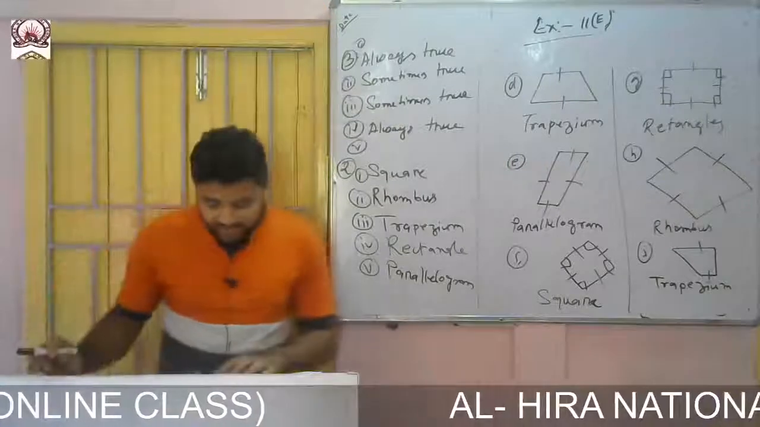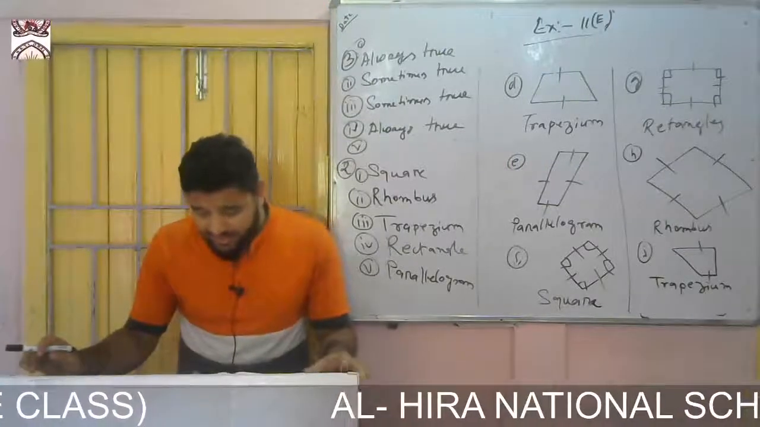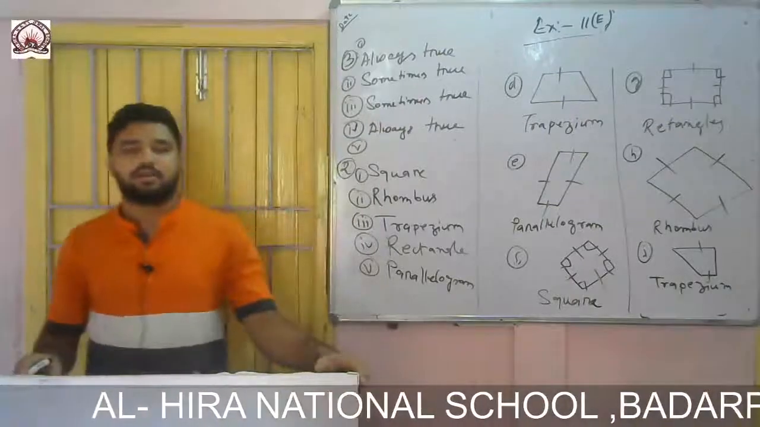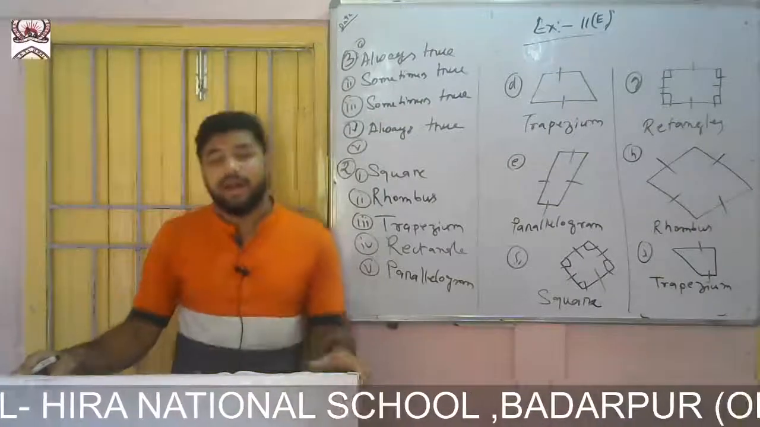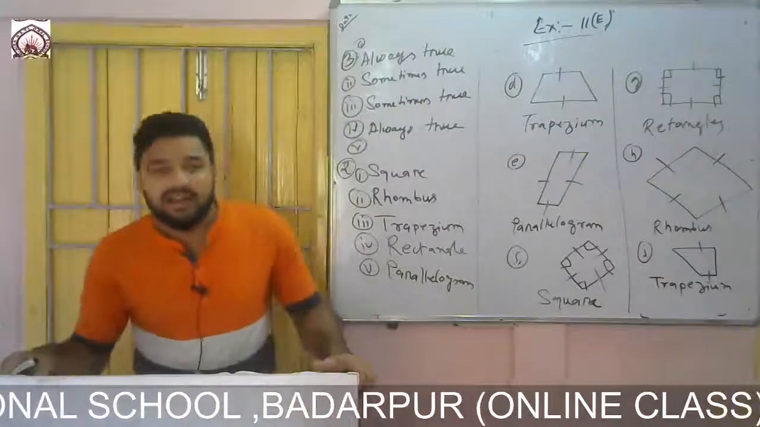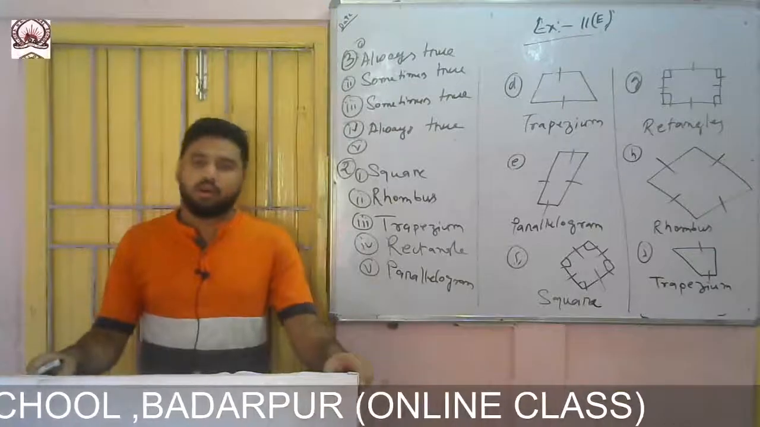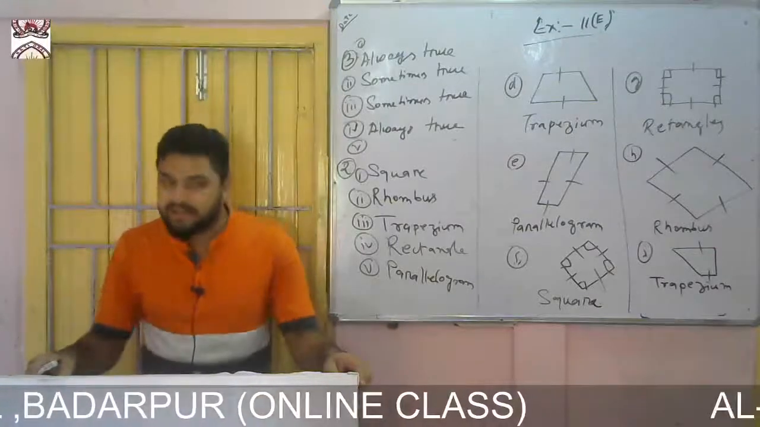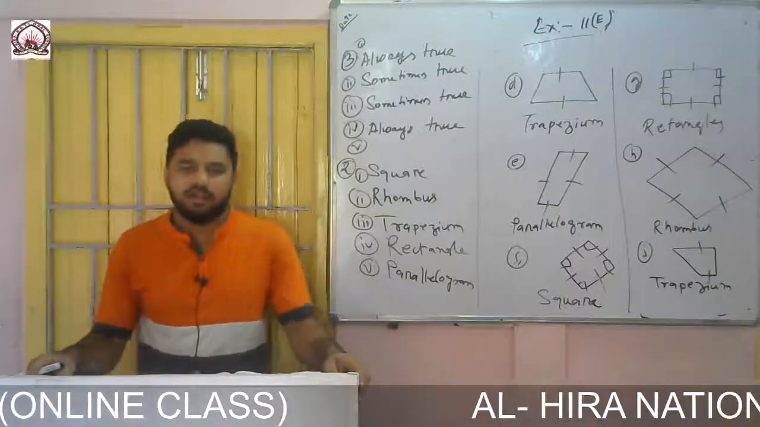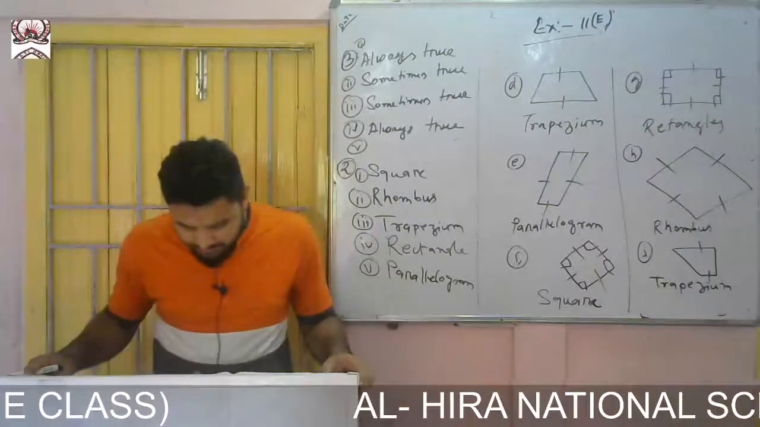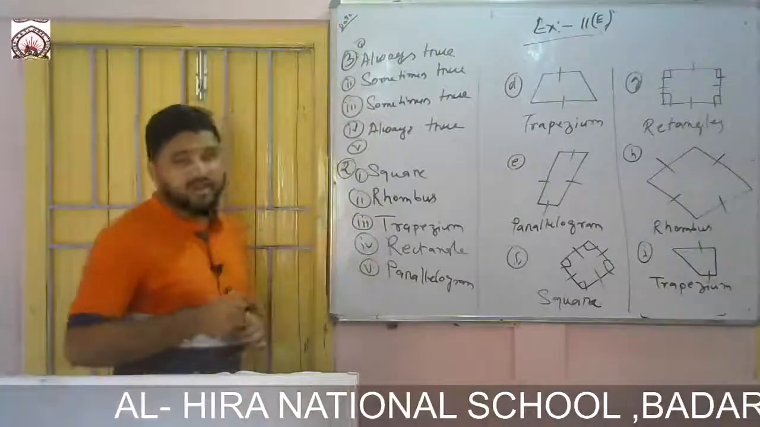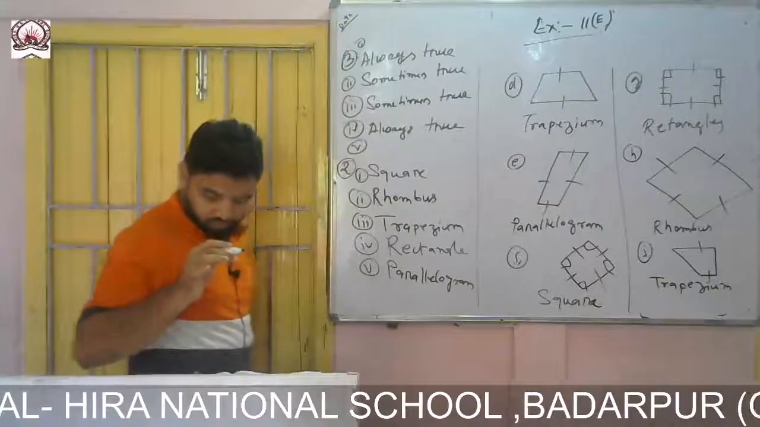Now come to 5. In question number 5, what is there? A rectangle is a square. It is sometimes. Why? Because in a square all the angles are 90 degree, and in a rectangle also all the angles are 90 degree. In a square the opposite sides are parallel, in a rectangle the opposite sides are parallel. Okay, so you can say that some characteristics are matching, so it is sometimes true.